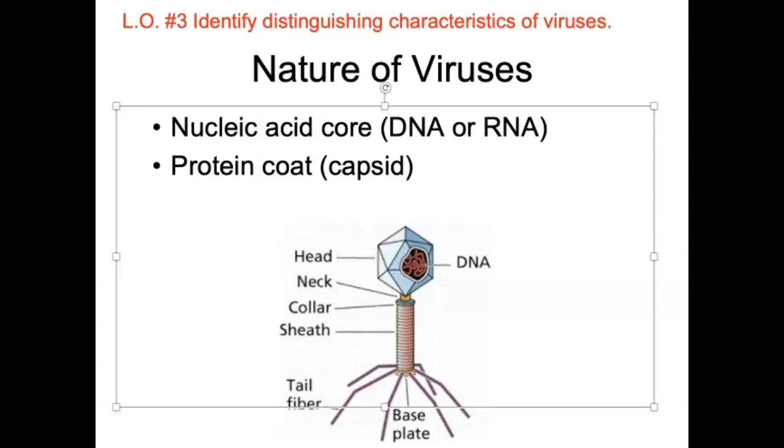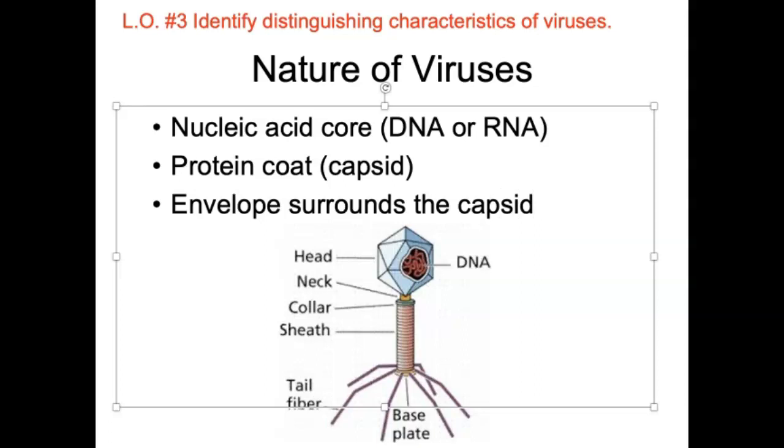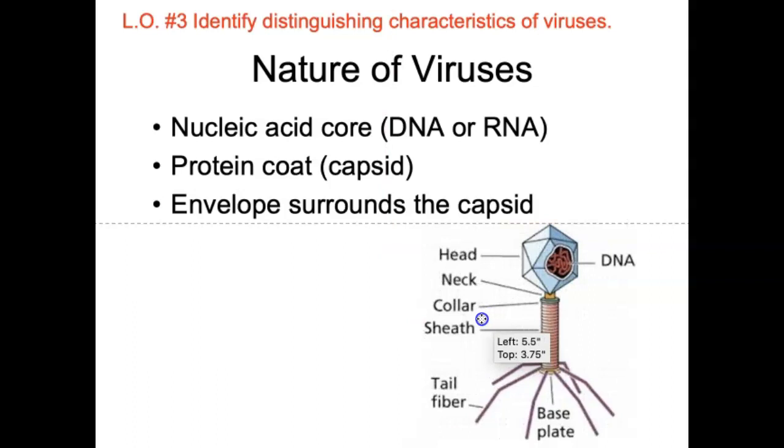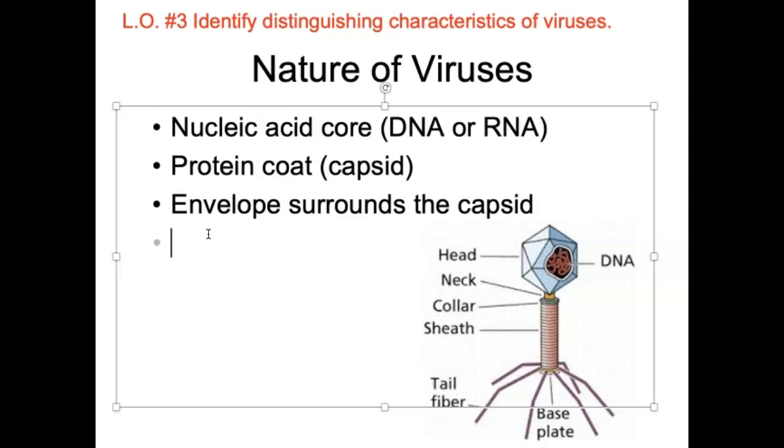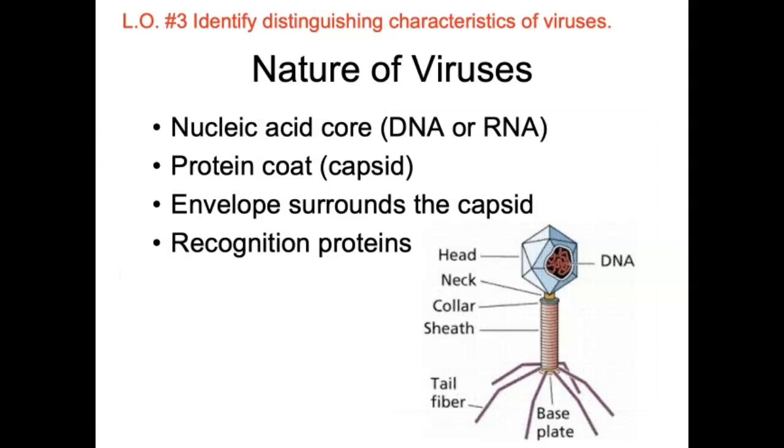And then on top of that, they often will have an envelope that surrounds a capsid. That's, by the way, one of the bacteriophage viruses. They look like little rocket ships. And we'll talk about that viral structure in a moment here. And then the fourth key structure we want to understand about viruses are the recognition proteins, because that is what they use to recognize the host to then be able to infect them.